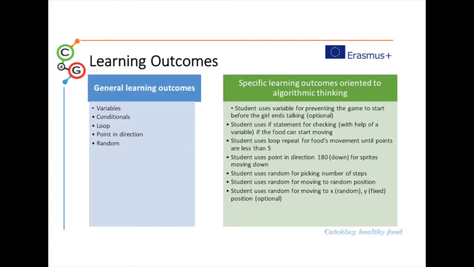In this activity, students will learn to use a variable for preventing the game to start and if statement for checking if the food can start moving, to use loop repeat for food's movement, to use pointing direction 190 for sprites moving down, to use random for picking number of steps and to move to a random position, and to use random to move to random X and fixed Y position.